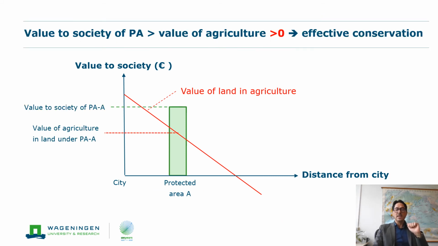Now, of course, if you see this from society's perspective, you will realize that the value to society of this protected area A is higher than the value to society of agriculture in that area. So, as society, we should keep the protected area there and make sure that in this small area, there is no agriculture. So, since the value to society of the protected area is higher than the value to society of agriculture, and the value of agriculture is larger than 0, this protected area is going to give us effective conservation, true conservation.